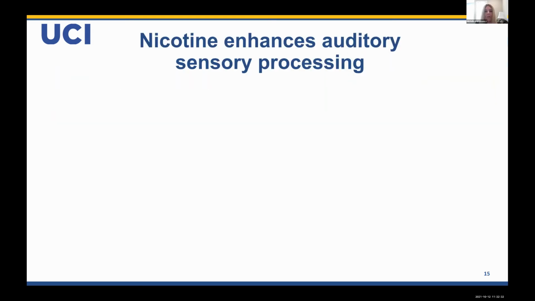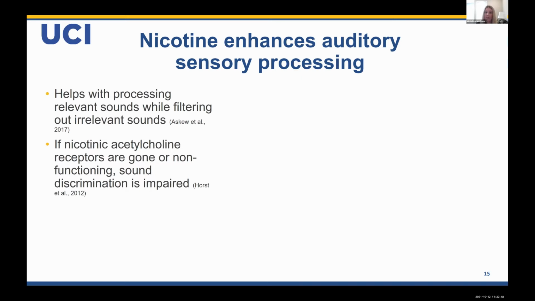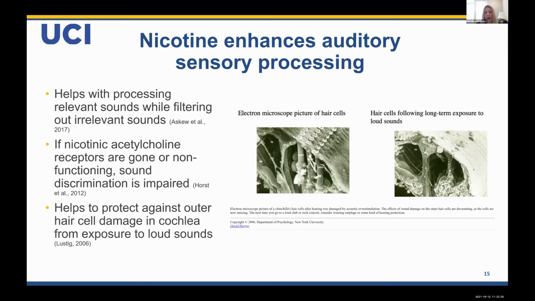Okay, so I just want to summarize what we know from activating these nicotinic acetylcholine receptors. The drug itself also helps with processing relevant sounds while filtering out the irrelevant sounds. And if the receptors are gone or non-functioning, as a reminder, we know that sound discrimination will be impaired. And giving this drug, just like activating the receptors, does help to protect against outer hair cell damage in the cochlea from exposure to loud sounds.